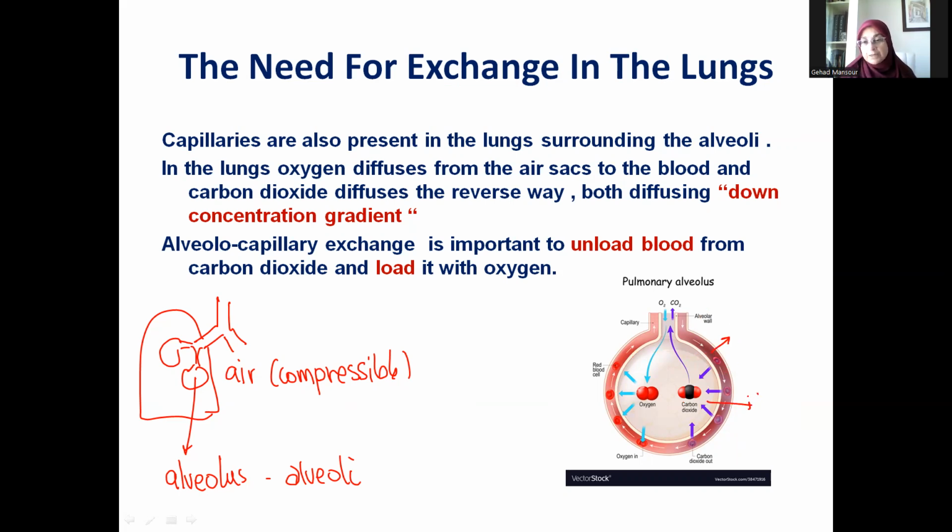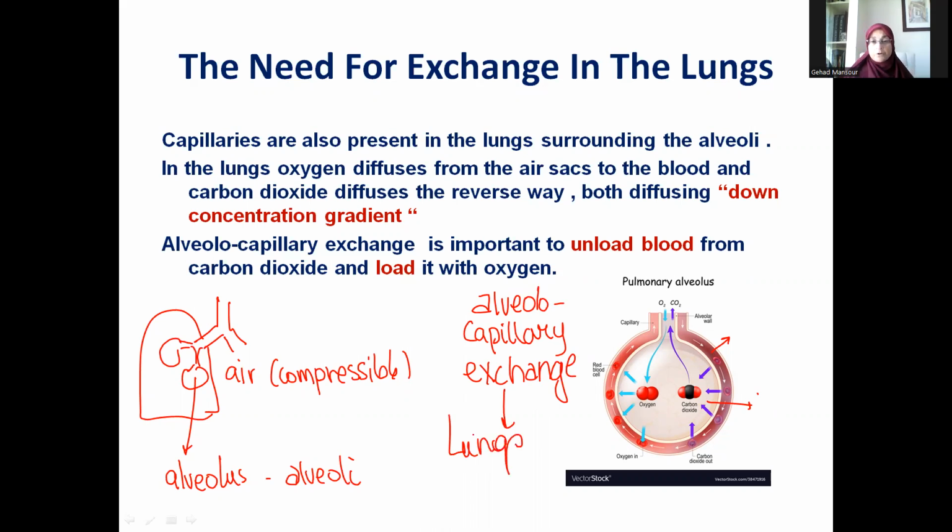alveolo-capillary exchange, meaning that we're talking about the exchange between the alveoli and the blood in the capillaries, and that type of exchange occurs in the lungs.